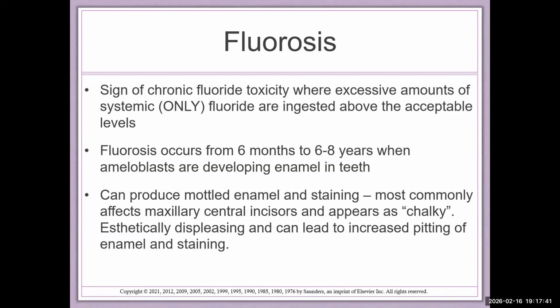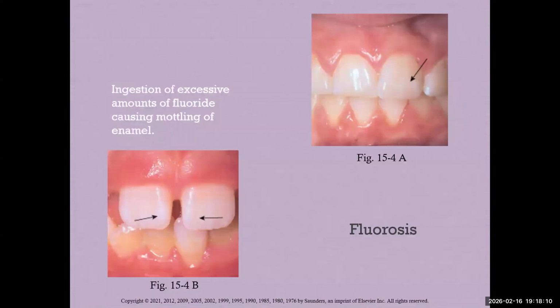And that's anywhere from a child being 6 months old all the way to being 6 years old or 8 years old. Okay. And fluorosis can produce a mottled enamel and staining. Most commonly, it affects the central incisors because that's what's developing at that time frame or at that age. So when they kind of erupt, they look a little chalky. And it's not that pleasing. Okay, you could almost see kind of white spots or pitting of the enamel and maybe even some staining.